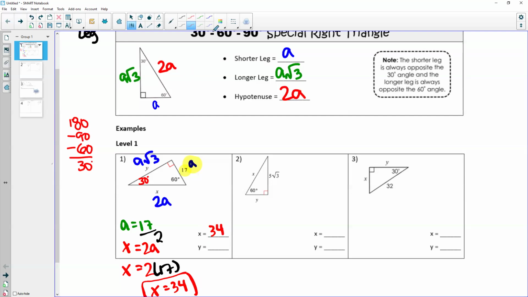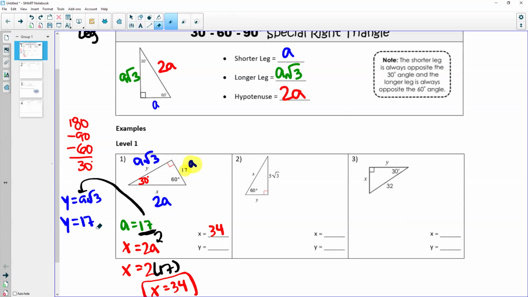Next, we're going to find Y. If we look at the value for Y, I'm going to do this off to the left here. Y is represented by this side length right here, which is our A square root of 3 side. So if Y is equal to A square root of 3, then we're going to take our value for A, which was 17, and plug it in for A. Doing so, Y is equal to 17 multiplied by the square root of 3.